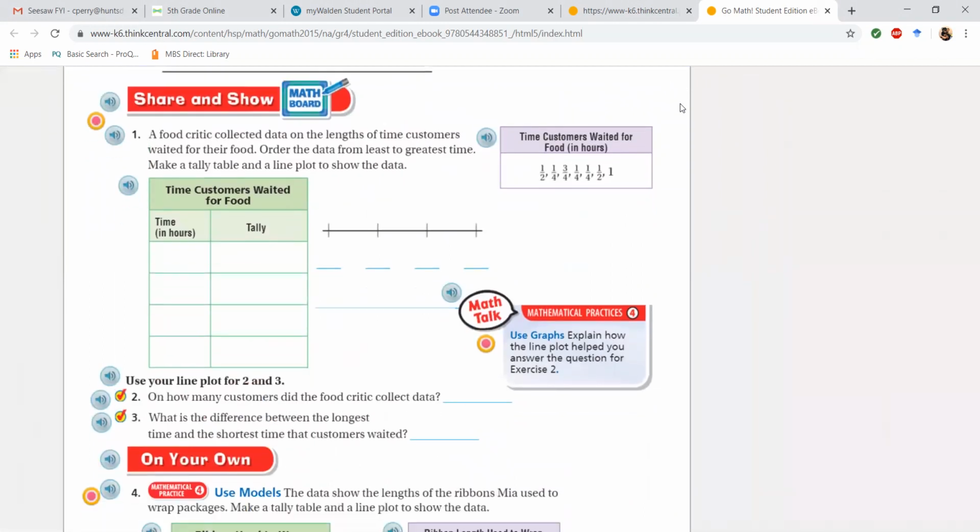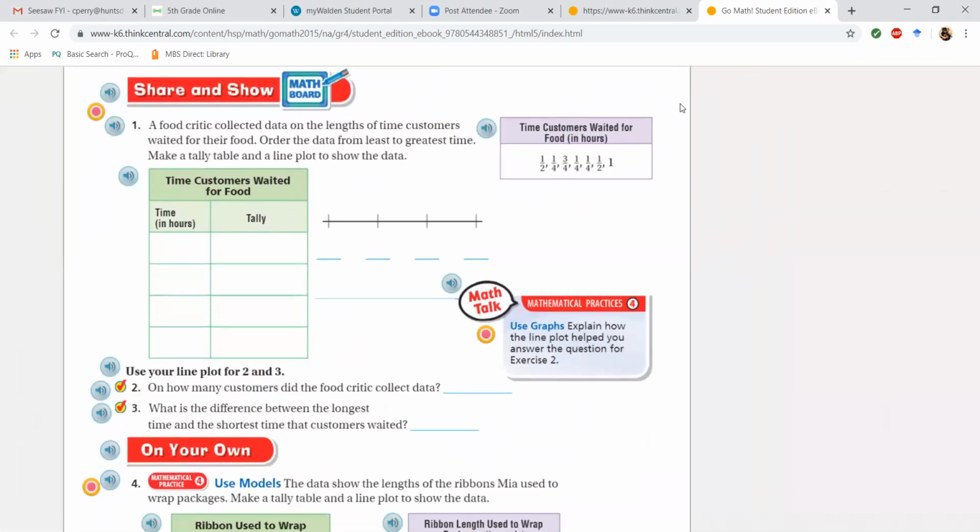Okay, let's do this. A food critic collected data on the length of time customers waited for their food. Order the data from least to greatest. Make a tally table and a line plot to show the data. All right, so we have the data over here. Okay, we got a couple of fractions here. We got 1/4, I see, a 1/2, a 3/4, 1/2, and a 1/2. Okay, so that's 4 separate types of data there. And the smallest fraction I see is 1/4.